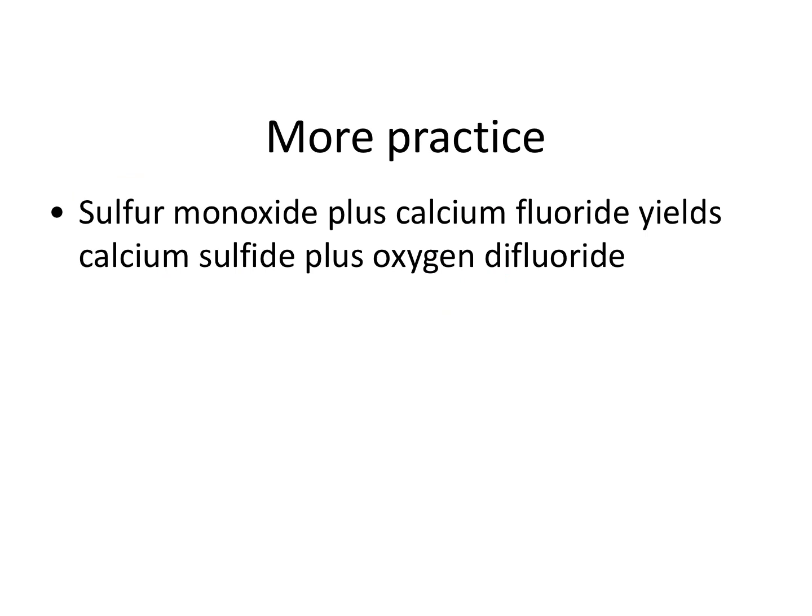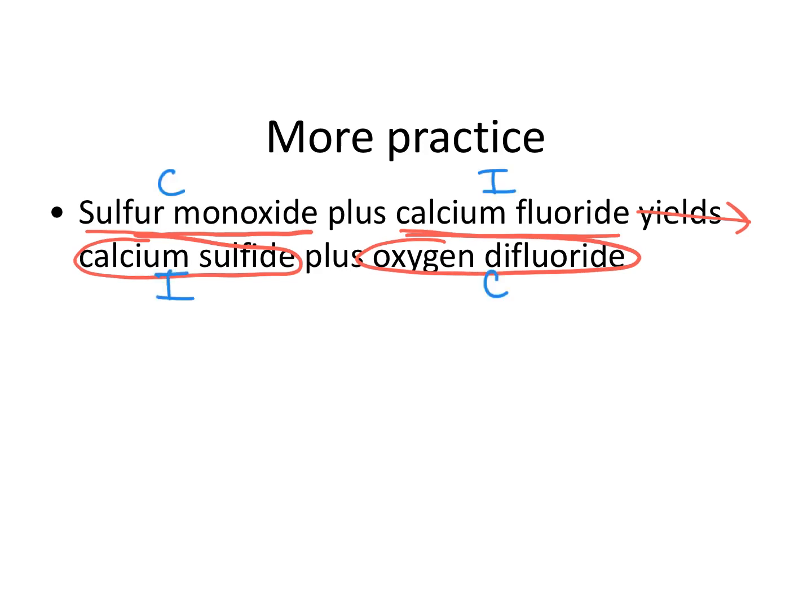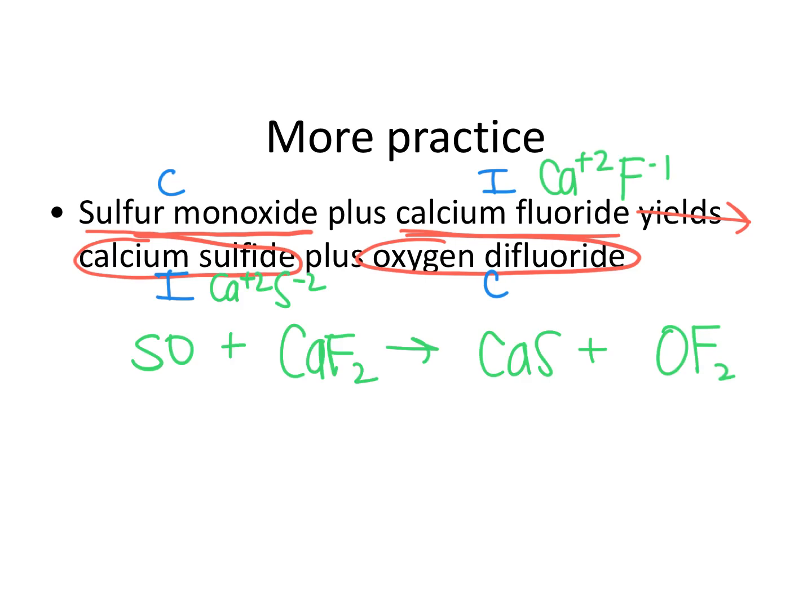Go ahead and try this one on your own. First, label your products and your reactants. Now we've labeled if it's ionic or covalent. Now I have written out all of my compounds, and the last step is to balance it. After I have made my chart, my reactants and products chart, it looks like everything is balanced, so I don't need any coefficients for this one.